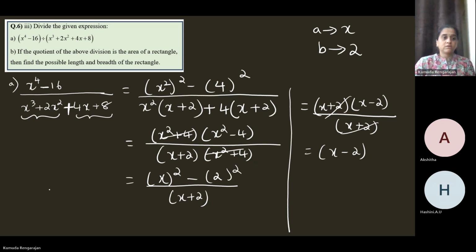Okay. Now, if the quotient of the above division is the area of a rectangle, what's the quotient? X minus 2 is the quotient. If x minus 2 is the area of a rectangle, then find the possible length and breadth of the rectangle. So, if the length is, see, this is the area. I'll take another slide.